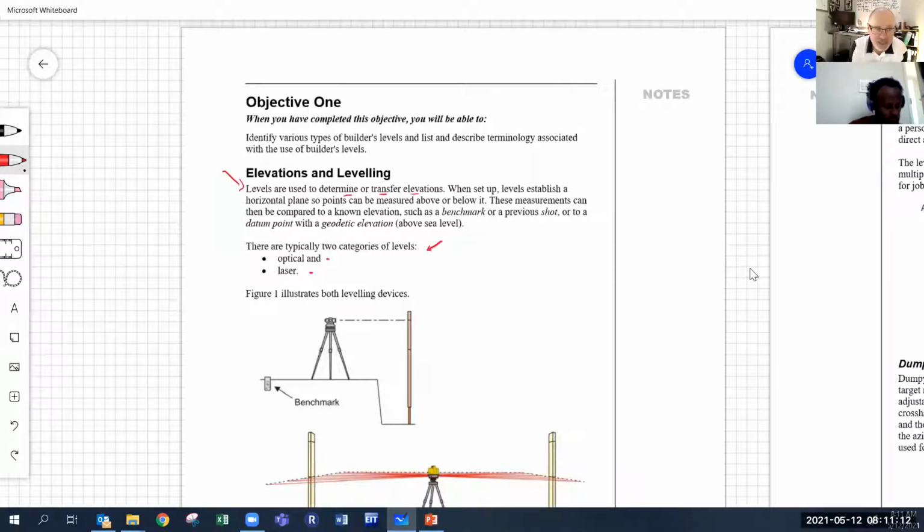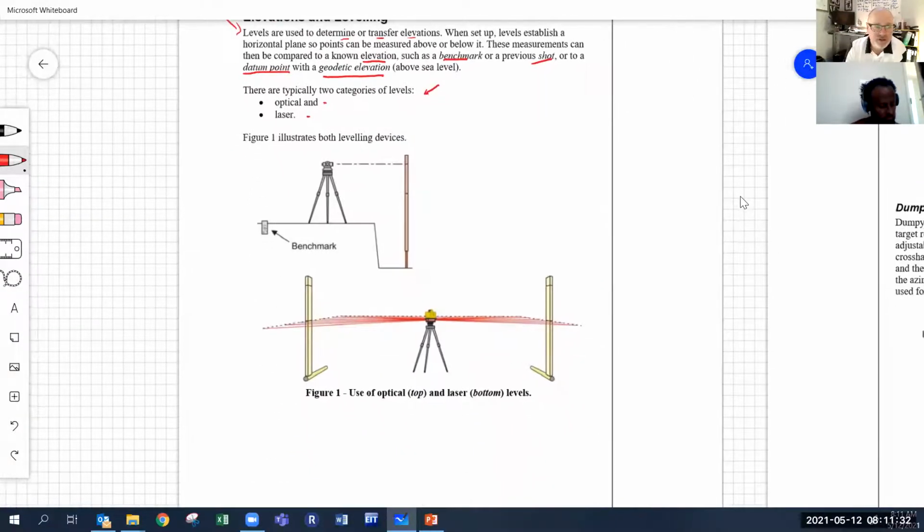These measurements can be compared to a known elevation, such as a benchmark, a previous shot, sometimes called a datum point, with a geodetic elevation above sea level. And then that way we can determine if things are level. And now here's a picture. So we have a benchmark. This is a known elevation. These are always known elevations, a benchmark.